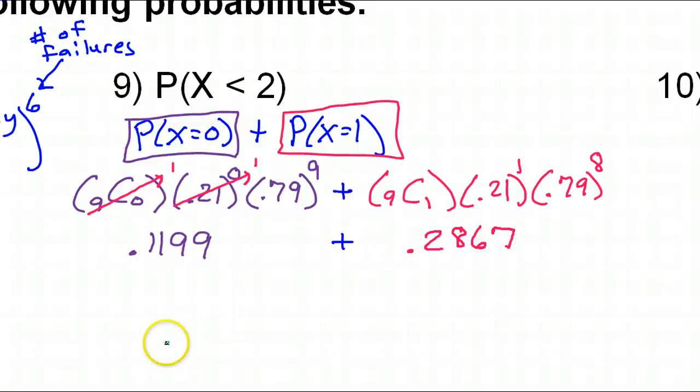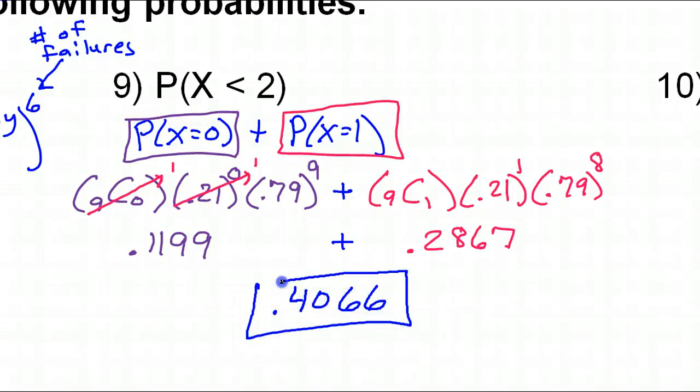Okay, so all we have to do is add those up. Let's see. So 0.1199 plus 0.2867. And that gives us 0.4066. Okay, so that's the answer for number 9.